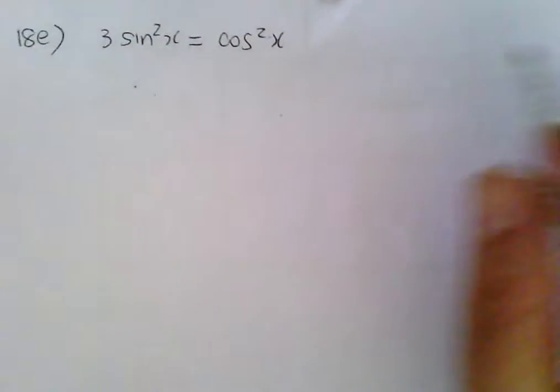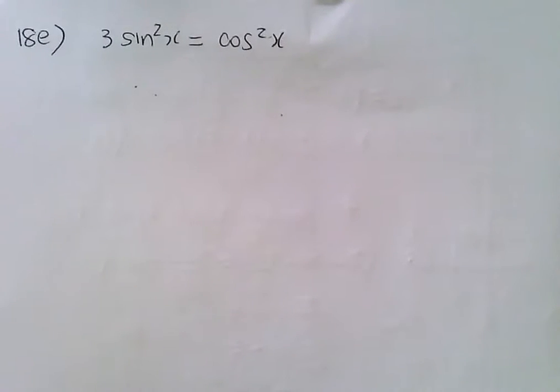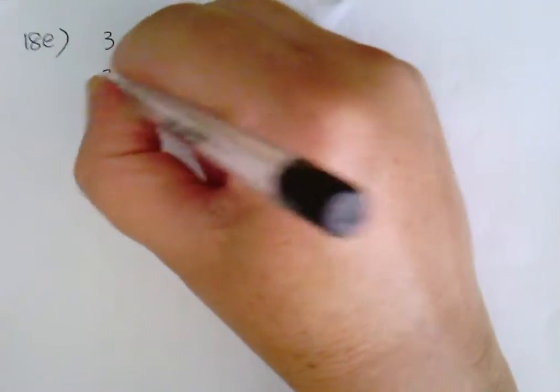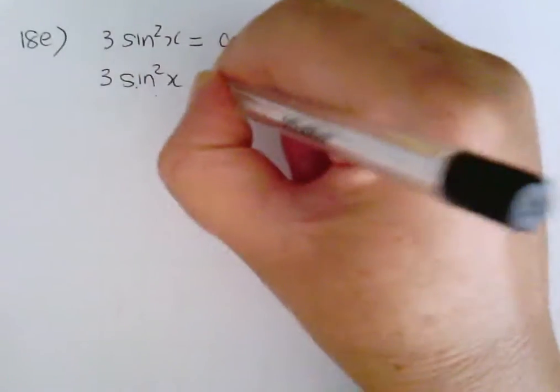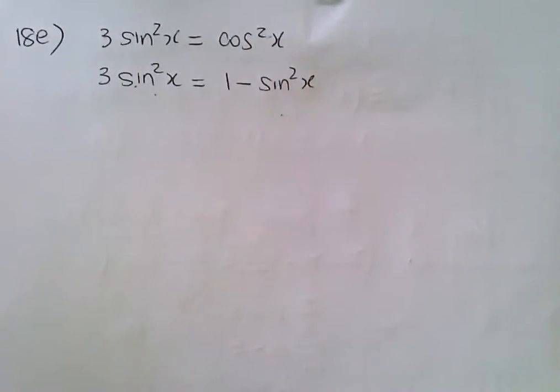Yeah, we can do that, actually. There are a lot of different ways we can do this, and I'm happy to do it a few different ways. So let's do that: 3 sine squared x is 1 minus sine squared x. That's actually a good idea. We're going to do it this way.